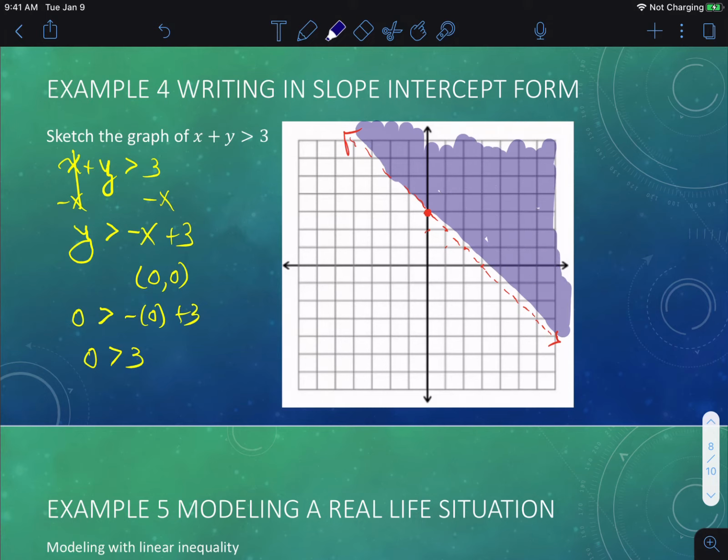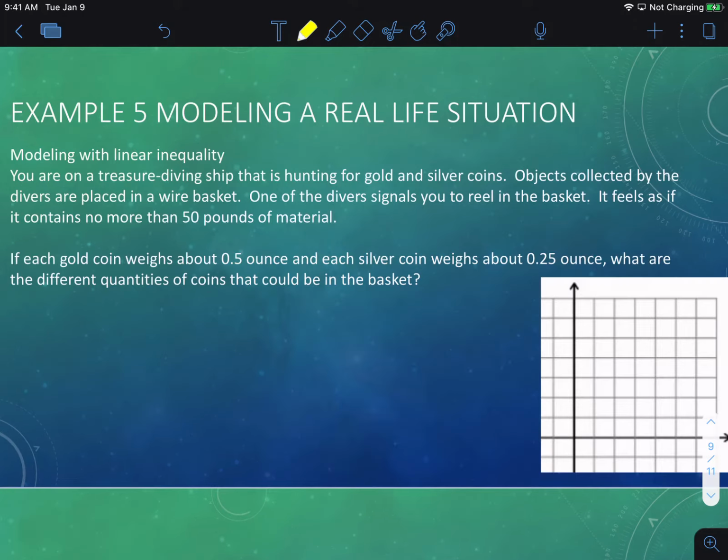And there is the graph of this inequality of a line that has a slope that's different from vertical or horizontal. So here we are doing example 5, which is called modeling a real-life situation. Modeling with linear inequality in this case.